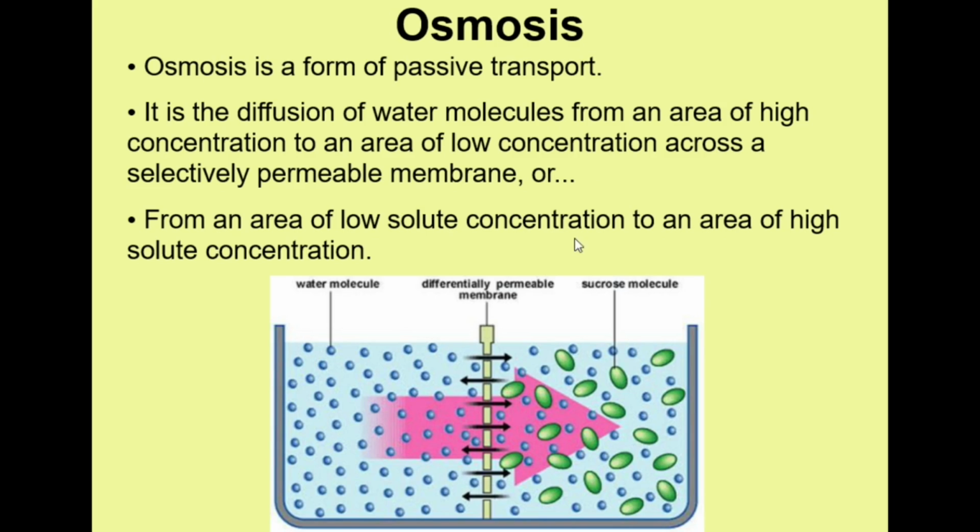What we can see is just a little experiment that's made up. So this section through the middle here is going to act as our selectively permeable membrane. So you can think of this as the cell membrane. And then the little blue circles here are our water molecules. And then our big green circles or ovals here are going to be sugar, so sucrose molecules.